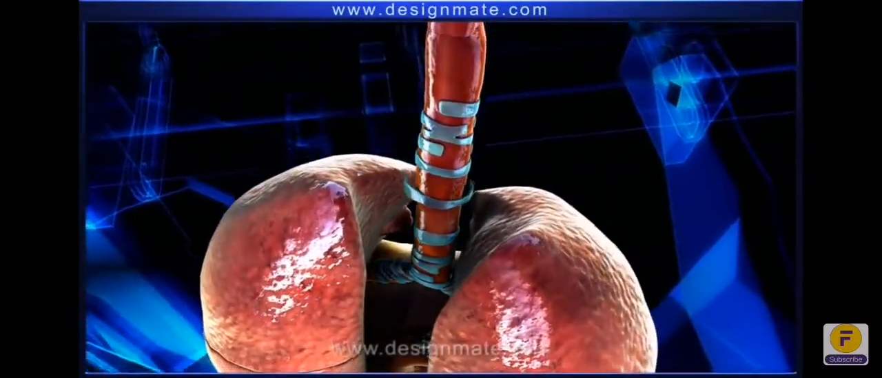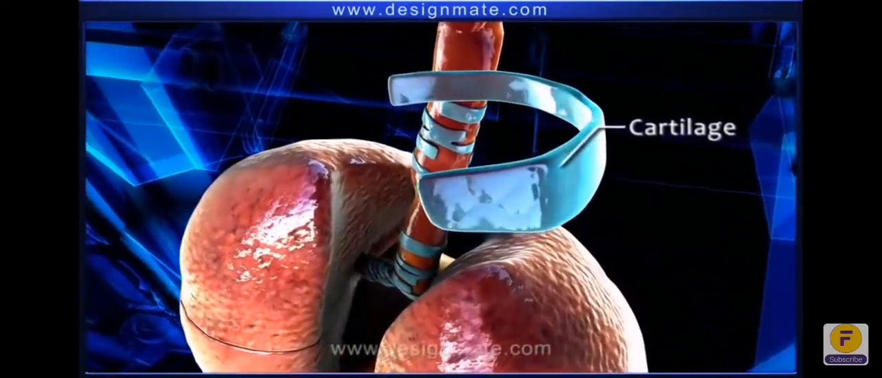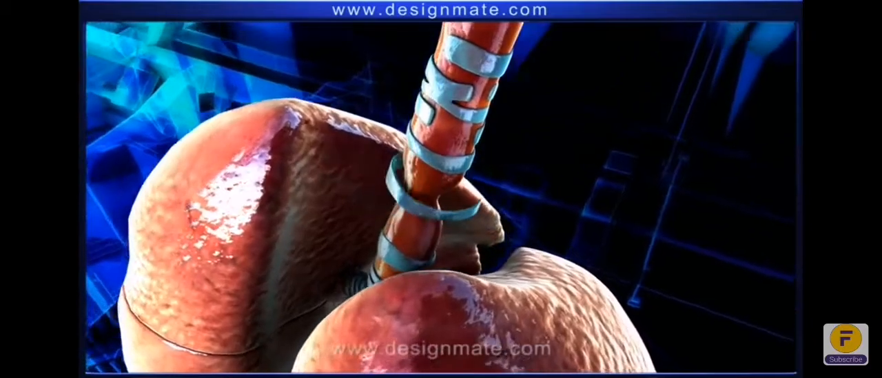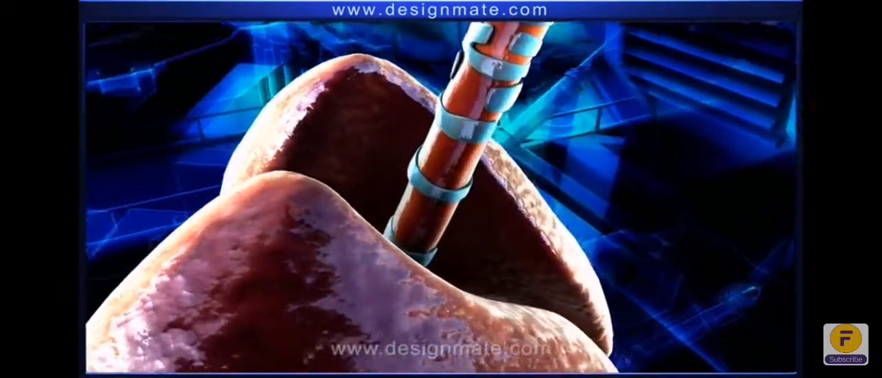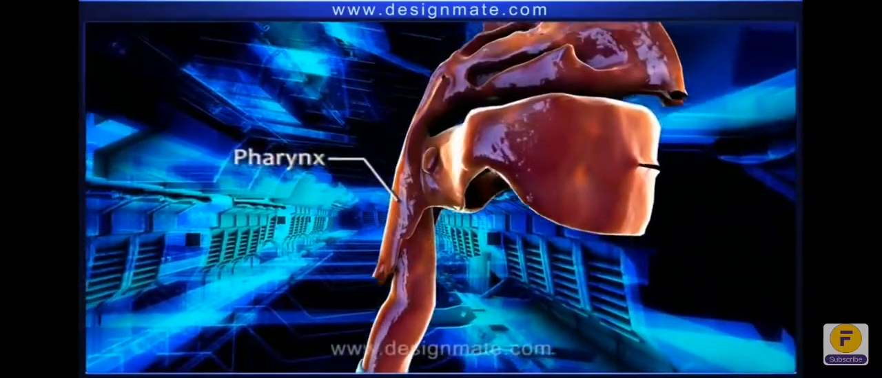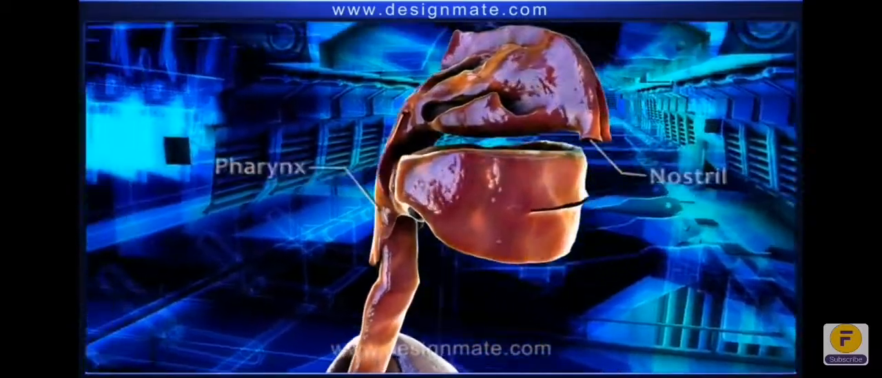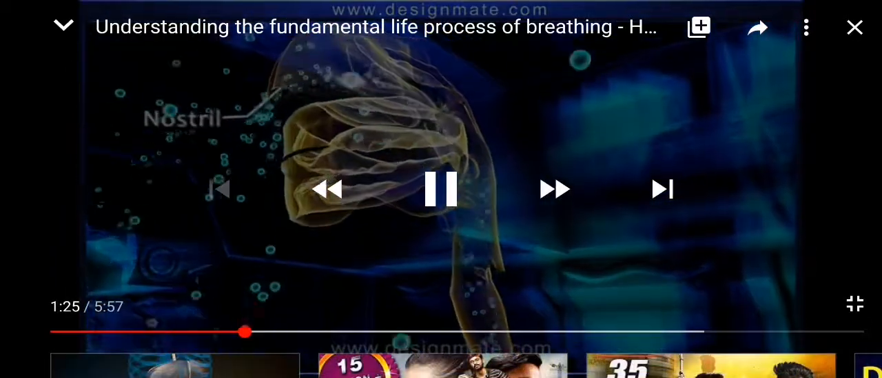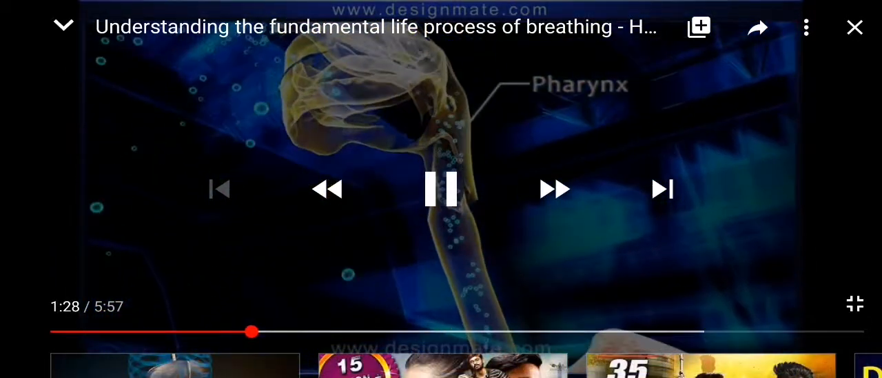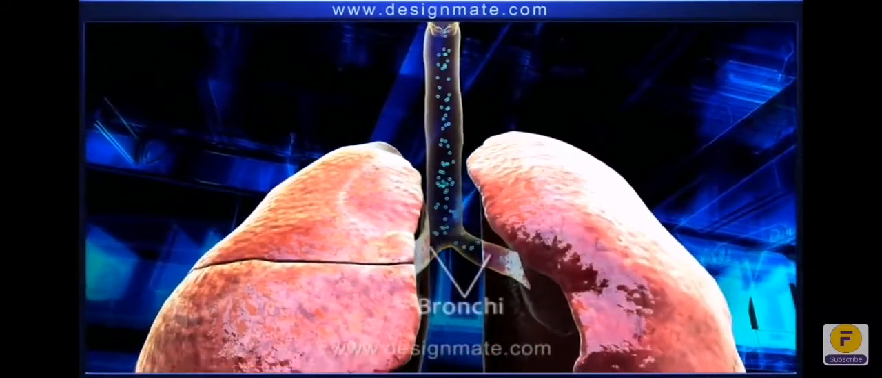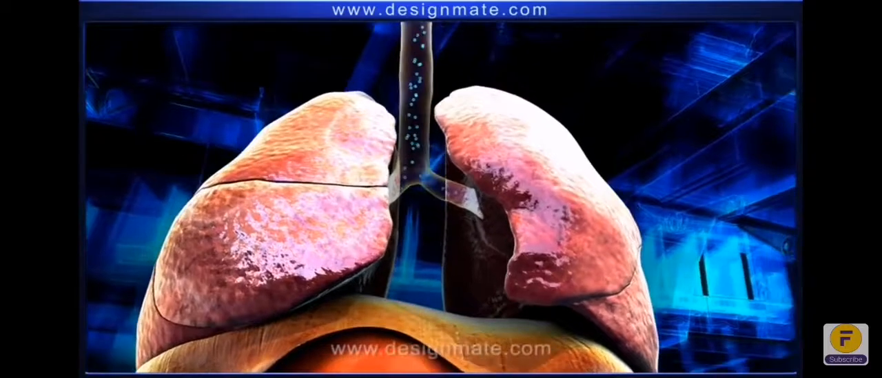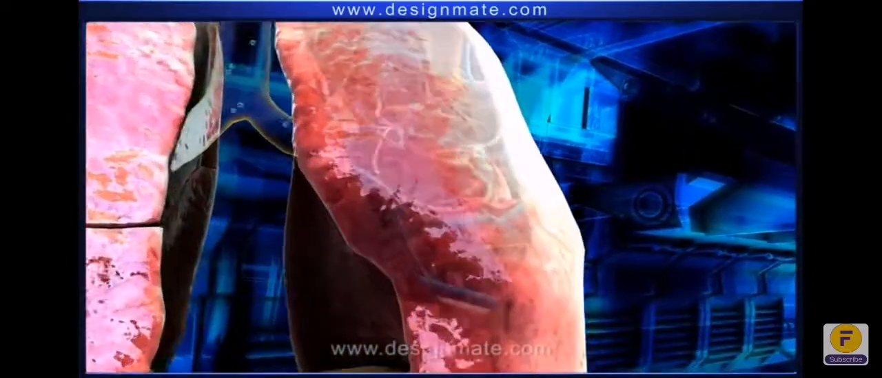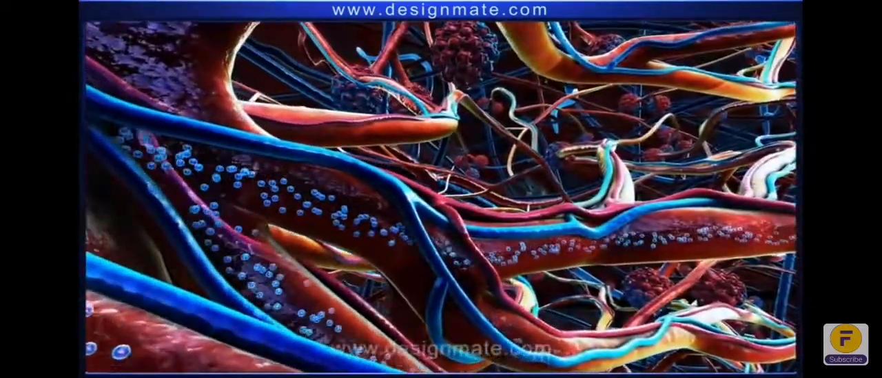The trachea has incomplete C-shaped rings of cartilage, which prevent the tracheal wall from collapsing. The trachea leads into the pharynx, which is connected to the nostrils. As we breathe in air, the oxygen molecules enter the nostrils and travel downwards through the pharynx and trachea to finally reach the bronchi. From each bronchus, oxygen travels into the lungs.